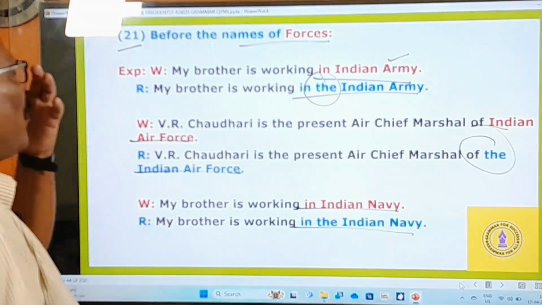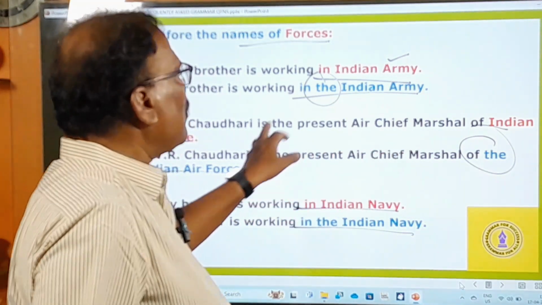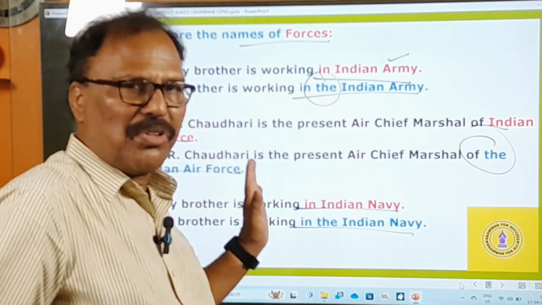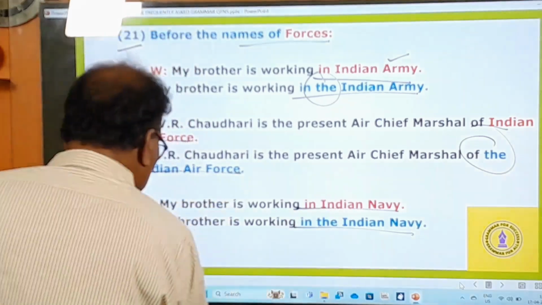So in this way, before all these forces, Naval Force, Army Force, Air Force, these are only the 3 forces. So before all the names of those forces, we have to use the definite article. And now let's move on to learn the next rule.